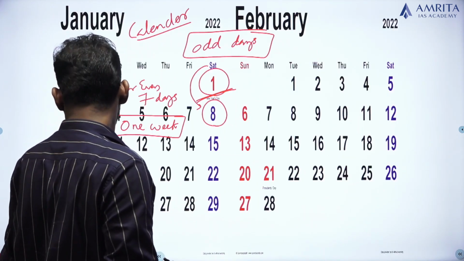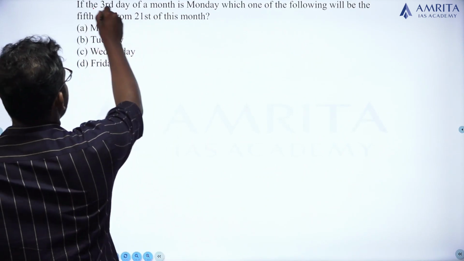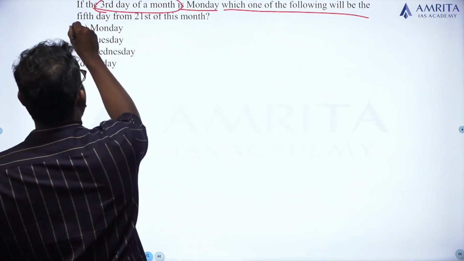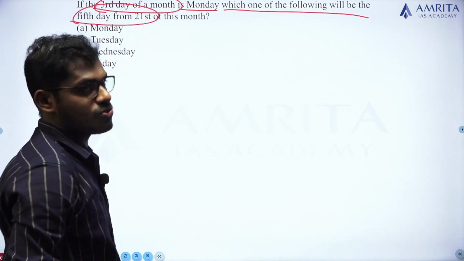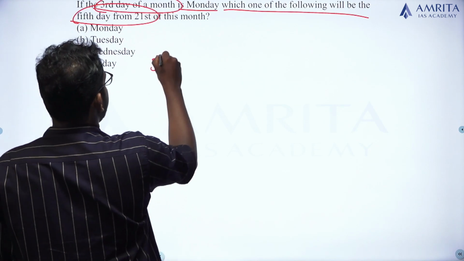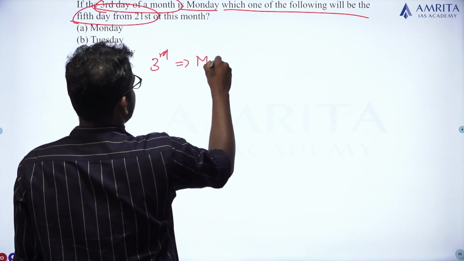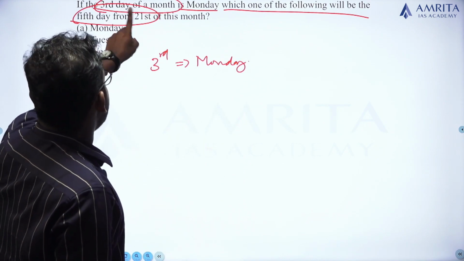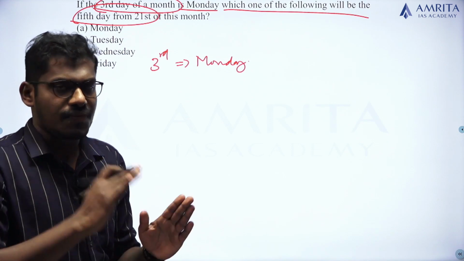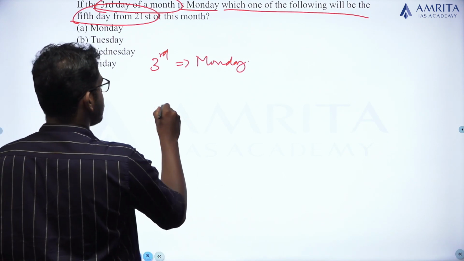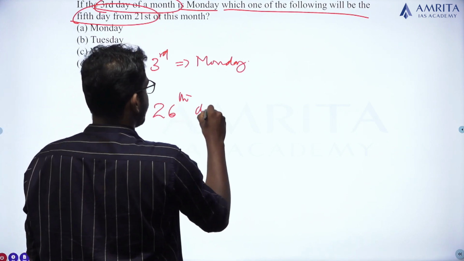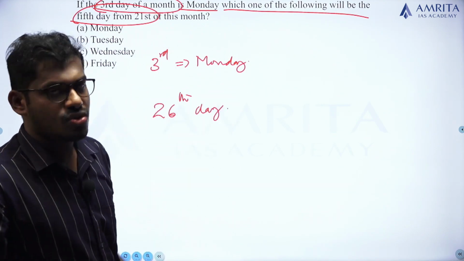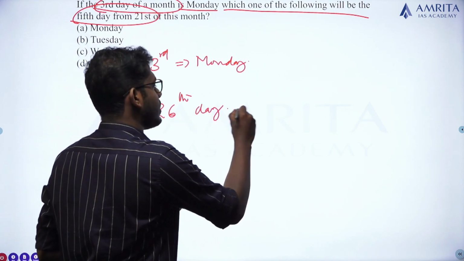The first question: if the third day of a month is Monday, which one of the following will be the fifth day from 21st of this month? Okay, so third day is on Monday. Then we are asked the day, fifth day from 21st of this month. Fifth day from 21st implies 26th day. So we are asked to find the 26th day of the month.